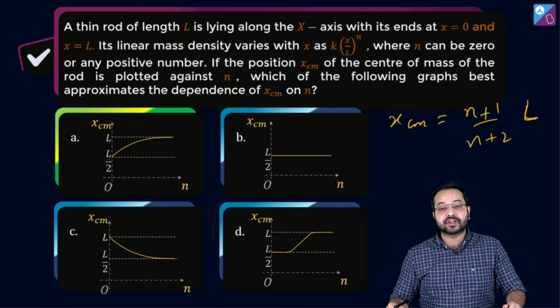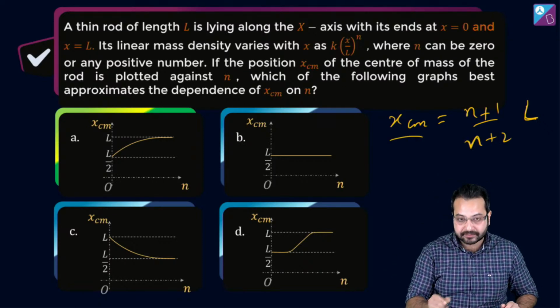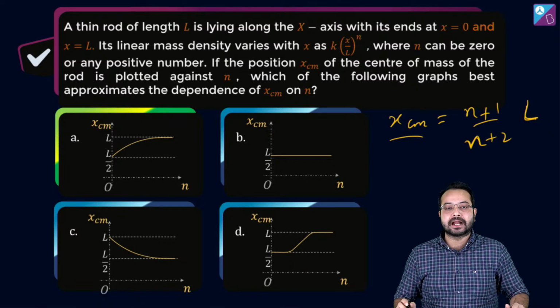Remember, L is going to be a constant. So what are the variables here? The variables here are XCM and n. We have to plot between XCM and n.